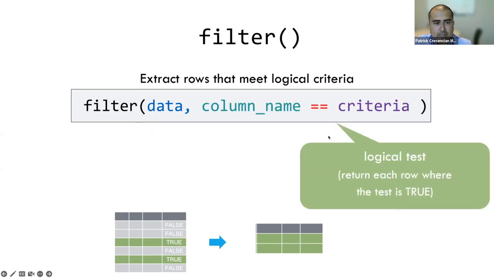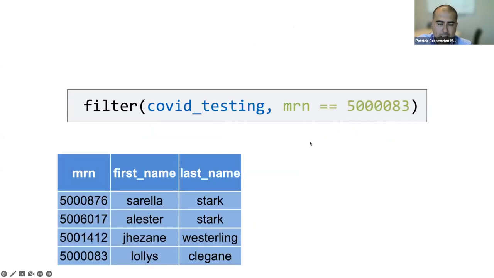So an example of a type of logical test you might apply: you might have a column name and some specific criteria, and you're looking for equality. You would use two equal signs here as a logical test to say that the column is equal to this criteria. And to make that a little bit less abstract, we have our filter function here.